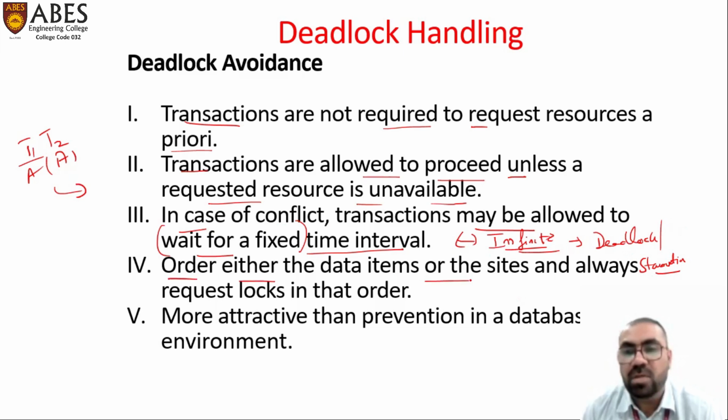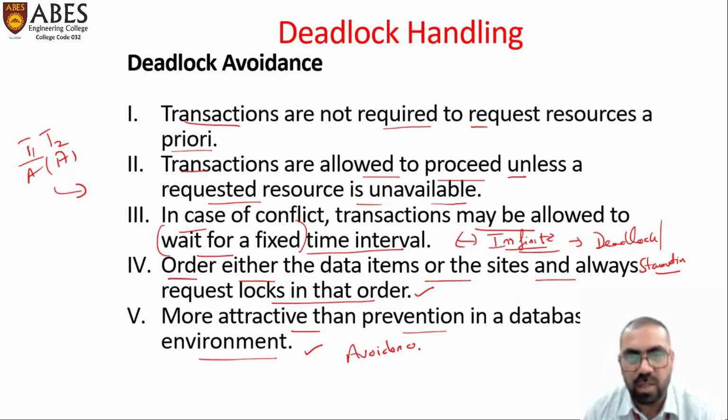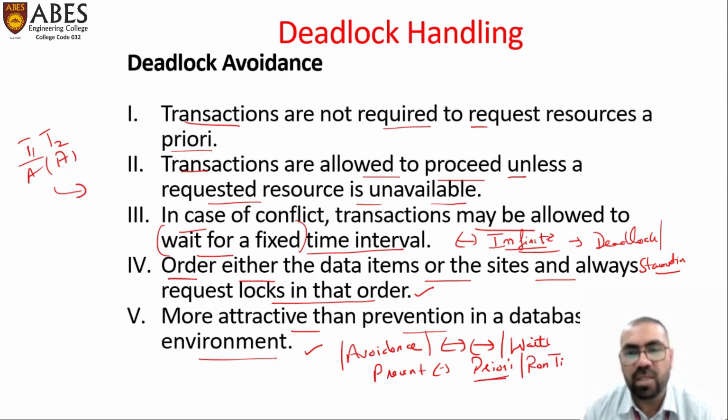Order either data items or sites and always request locks in that order. This is more attractive than prevention in the database environment. What is best in the avoidance part is that we are not giving priority passes; only when we have a conflict do we have to wait. Whereas in the prevention method, we want to get something in the priority pass, but it can give you a problem at runtime. So that is the difference between deadlock avoidance and deadlock prevention.